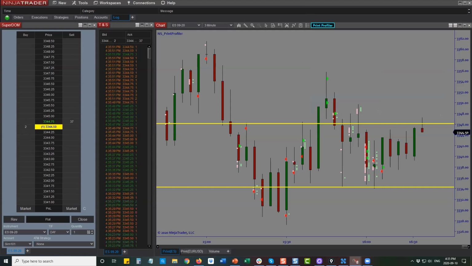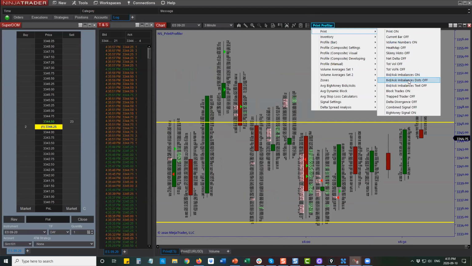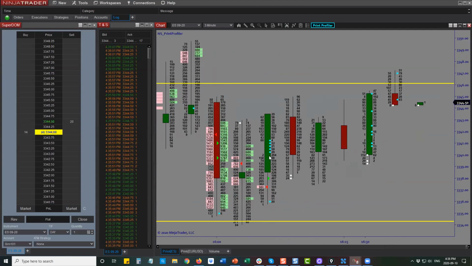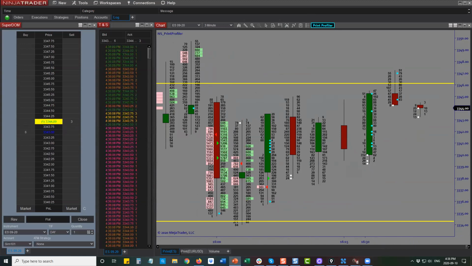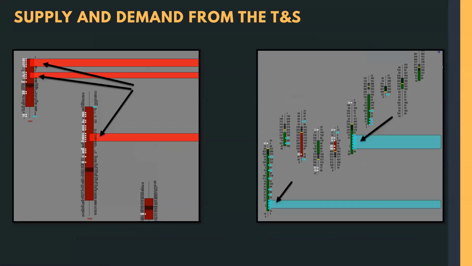So Rich is saying, so what is aggression? Aggression is order flow execution. Aggression is when we turn on the print, and we go bid ask and balance dots on. Aggression is these dots that are coming in, which is supply and demand. So let's go back up here so you guys can understand this. Aggression is the dots or the highlighted print, which basically creates levels of supply and demand in the market.